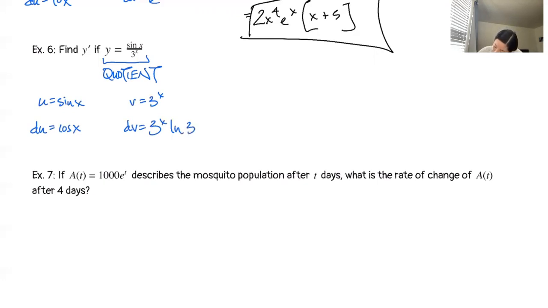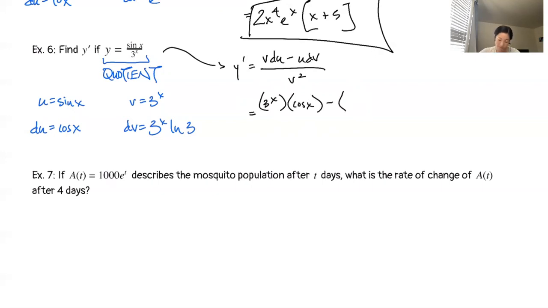Let's find our y prime. Plug that into the quotient rule, v du minus u dv over v squared. That is going to give us 3 to the x times cosine x minus sine x times 3 to the x natural log 3, all over 3 to the x squared.